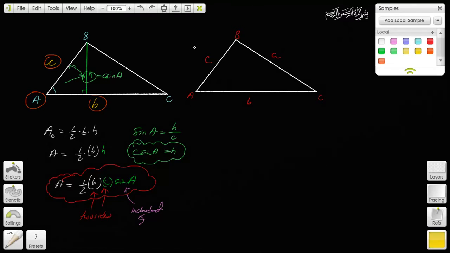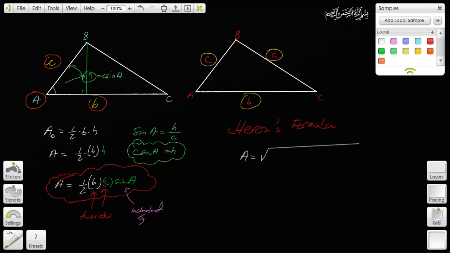The other formula is when you're given only the sides of the triangle and you're asked to find the area of this triangle. This is the famous Heron's formula. We won't prove this actually, which is quite an involved formula. The formula looks like this: A is equal to the square root of s times (s minus a) times (s minus b) times the quantity (s minus c).